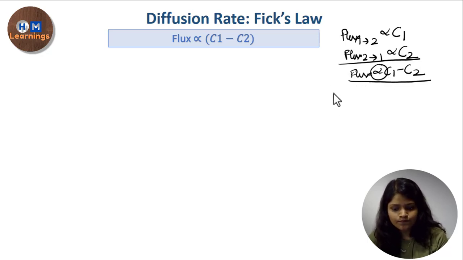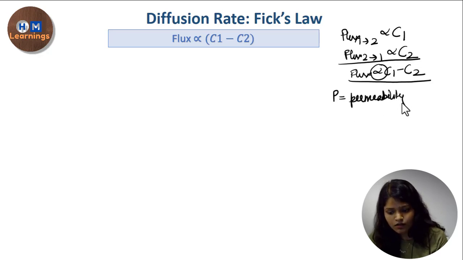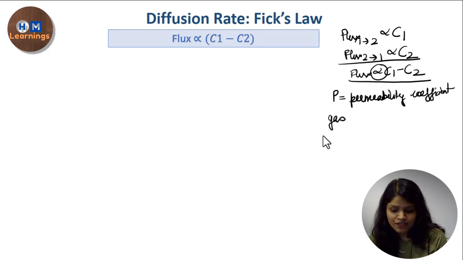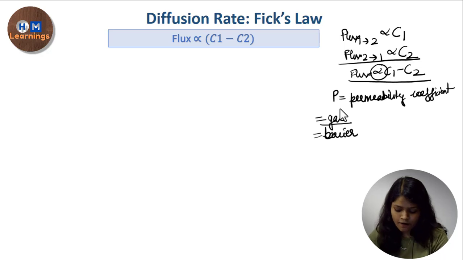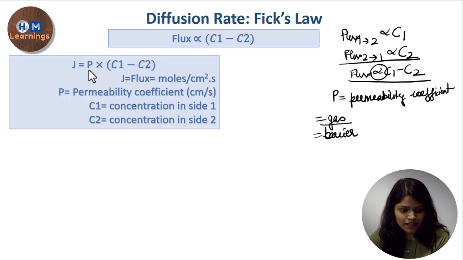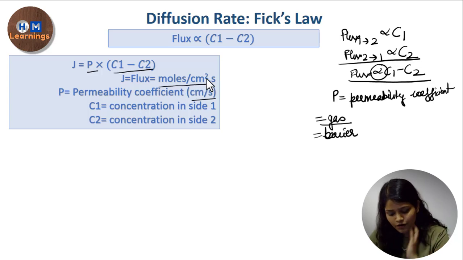Now, how is this proportionality constant removed? It is removed by adding a constant, the permeability coefficient. So what does this permeability coefficient include? What is diffusing? Gas is diffusing. Across which is it diffusing? The barrier. It is passing the barrier to enter the other side. So basically it includes the properties of the gas and the properties of the barrier, and it is treated as a constant here. So we see that the flux is defined as the permeability coefficient, which has a unit of centimeter per second, times the concentration gradient. The flux unit we have already discussed.